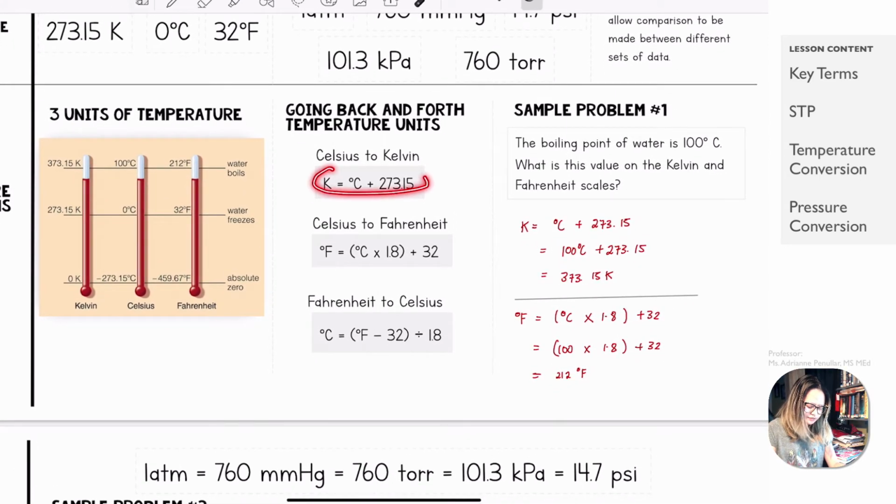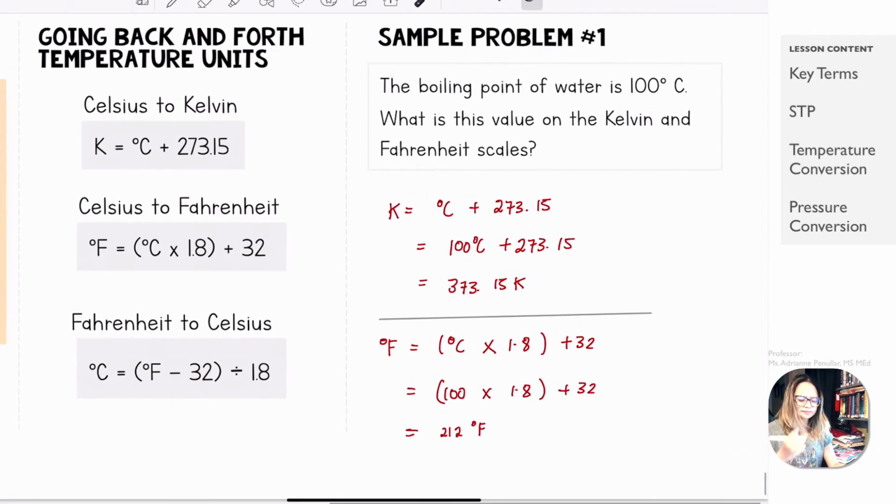Here are the formulas to convert different units of temperature. Kelvin is equal to degrees Celsius plus 273.15. If you want to go from Celsius to Fahrenheit, you plug in Celsius times 1.8 plus 32 to get Fahrenheit. And lastly, if you want to go from Fahrenheit to Celsius, you do Fahrenheit minus 32, divided by 1.8.